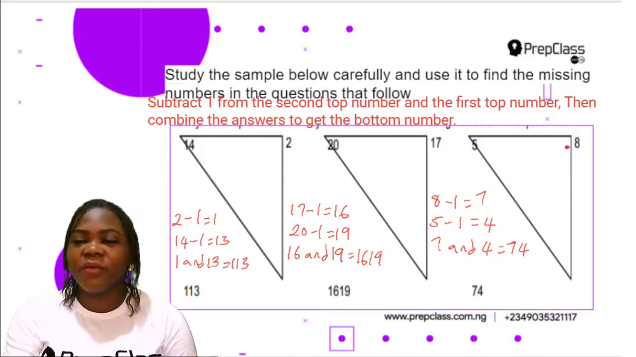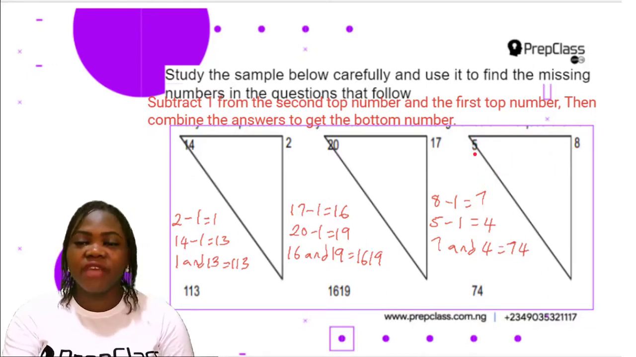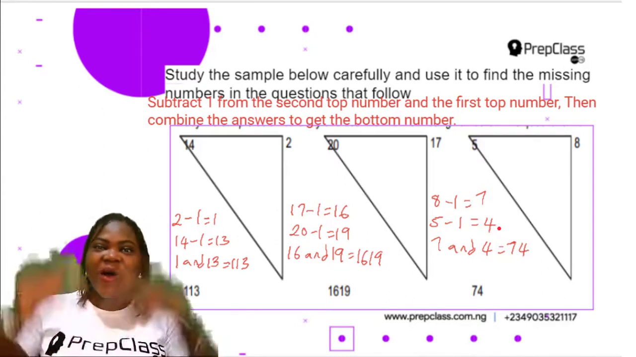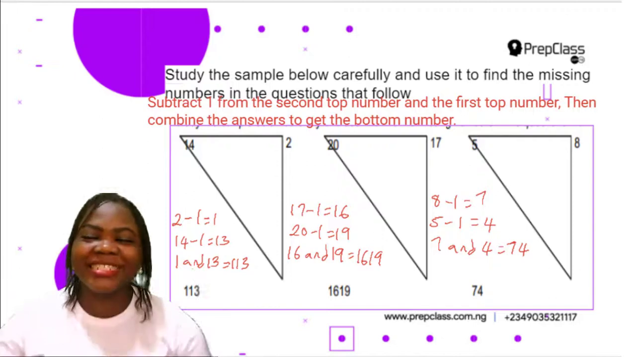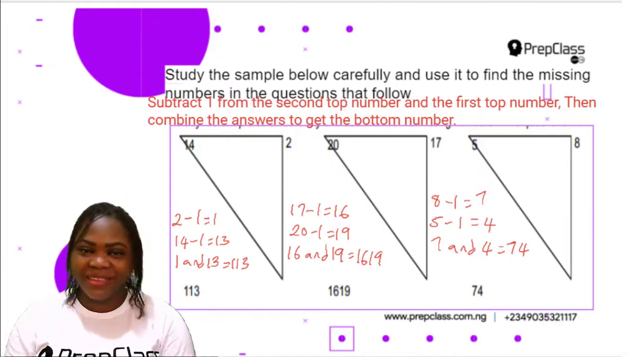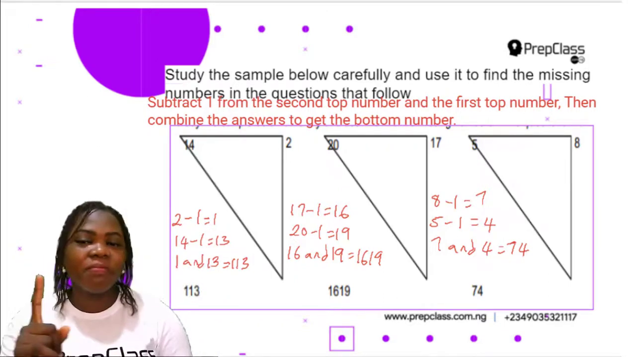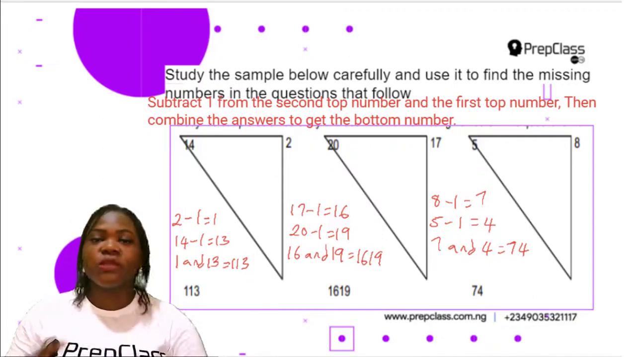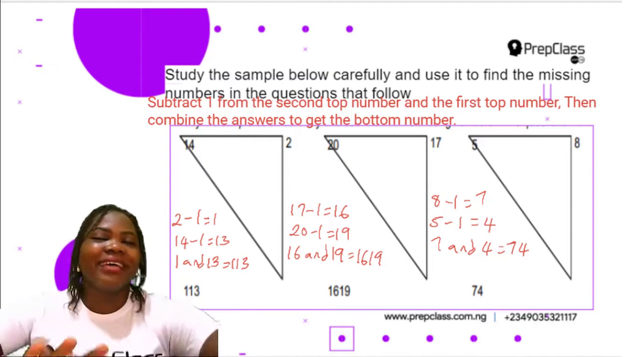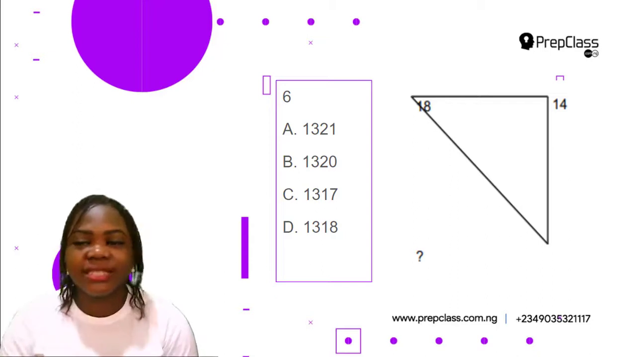Okay, so the second top number here is 8. 8 minus 1 is 7. Then the first top number is 5. 5 minus 1 is 4. 7 and 4 combined together is 74. Yes, it works. So this means that all we have to do to get the bottom number in the questions is to simply subtract 1 from the second top number, and then subtract 1 from the first top number, and then combine the answers to get the bottom number. As simple as that.